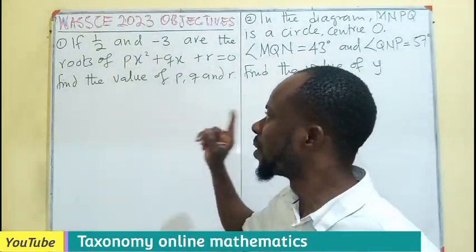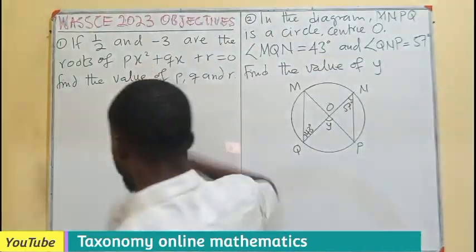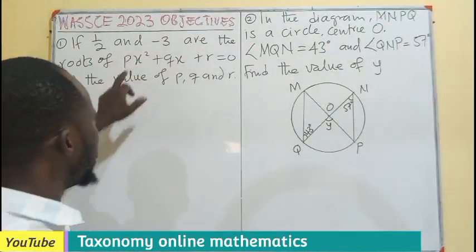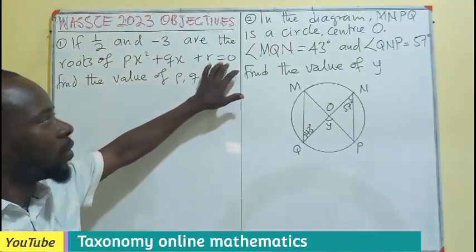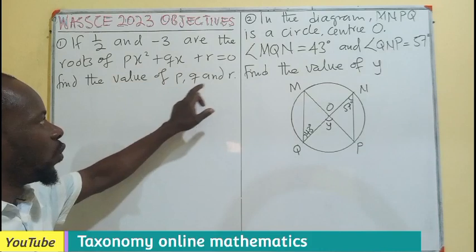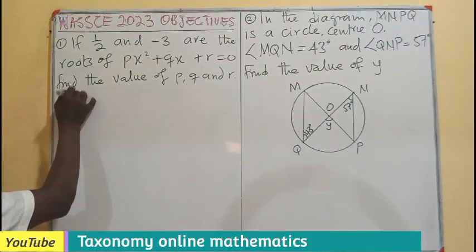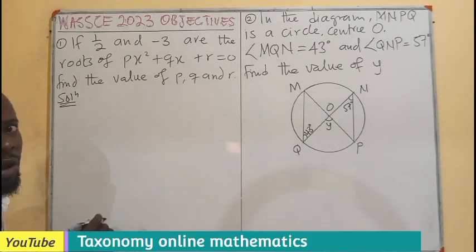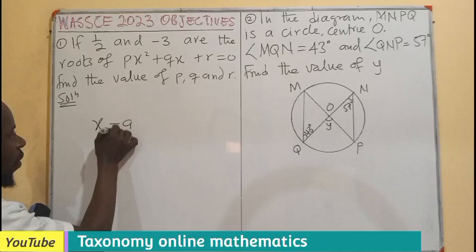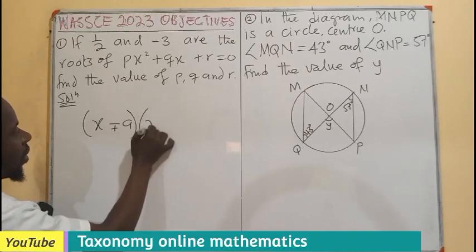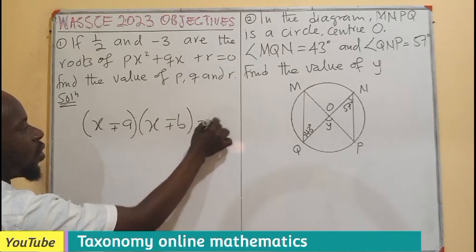Question number 1. If half and -3 are the roots of the quadratic equation px squared plus qx plus r equals 0, we have to find the values of p, q, and r. So right away, we know that if we are looking for the roots, they could be x minus or plus a, x minus or plus b equals 0.